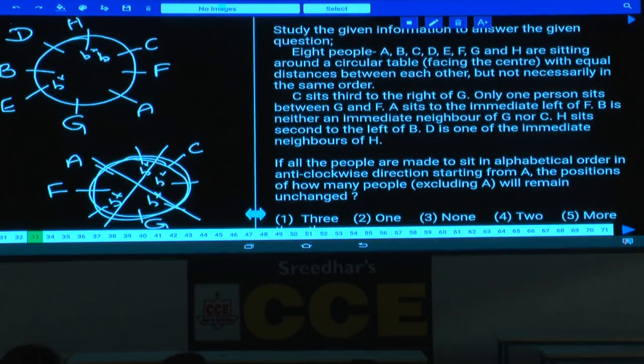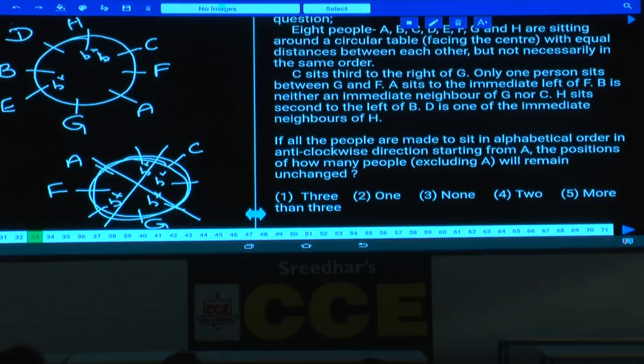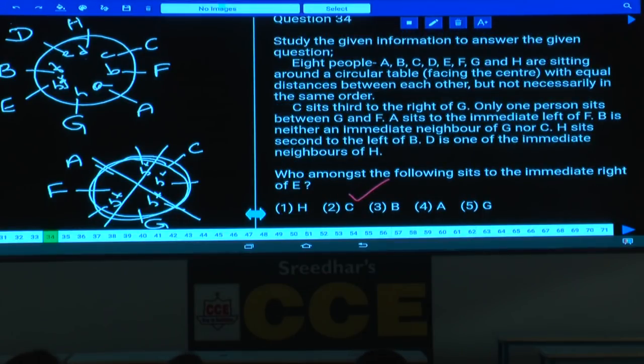Then question number 33. Now in this 33, if all the people are made to sit in alphabetical order in anti-clockwise direction starting from A, then the positions of how many people remain unchanged? Now starting from A means this is A and B, C, D, E, F, G, H. Tell me how many positions remain in the same place? Only one. And who is that person? That is C. Then question number 34, who among the following sits to the immediate right of E? Immediate right hand side of E, that is G, choice 5.